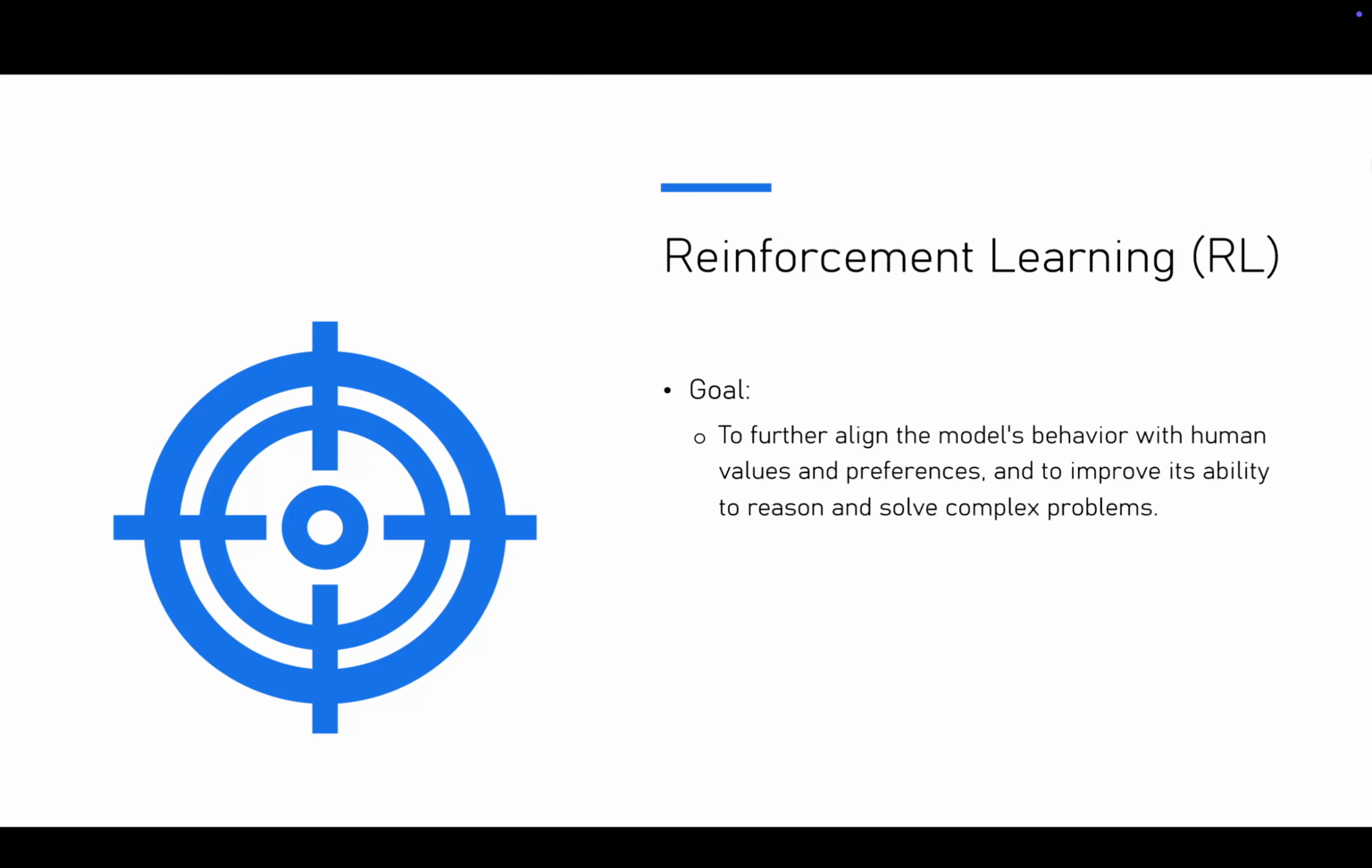All right, now let's actually talk about reinforcement learning. So, the goal of reinforcement learning is to further align the model's behavior with human values and preferences and to improve its ability to reason and solve complex problems. There's actually quite a funny way. I think the first time I saw reinforcement learning was someone teaching a game AI to jump over a gap in a 3D environment. And essentially, that was just a lot of reinforcement learning that eventually led the AI to learn how to jump over gaps.